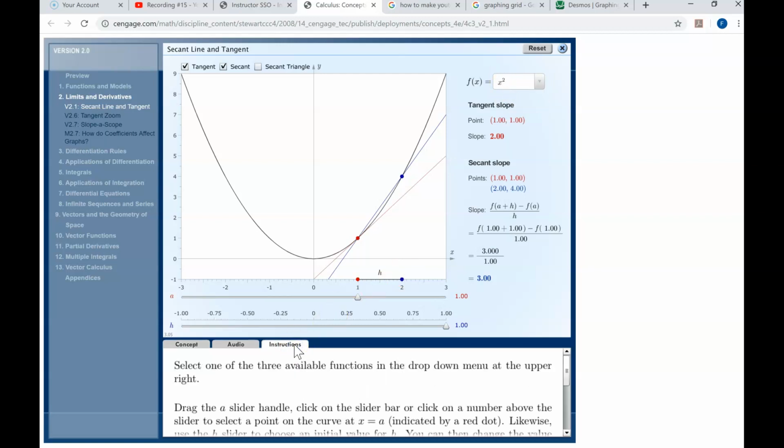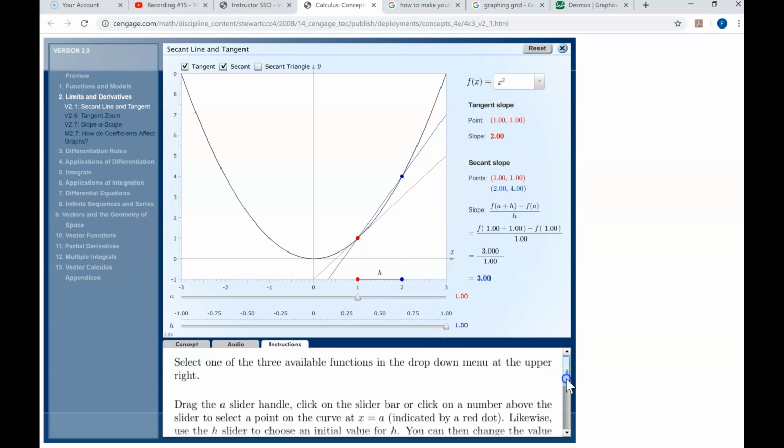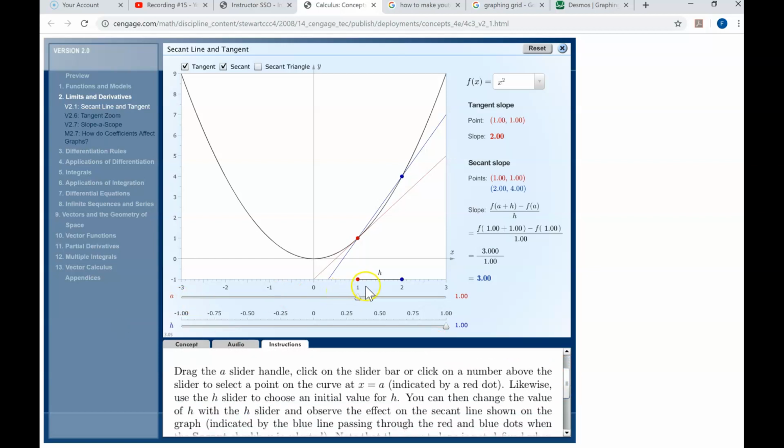Now, what we want to do is we selected the function which is x squared, okay? And then down here, this slider A is the number above the slider to select a point on the curve at x equals A, and it's indicated by that red dot. So that means that everything along the x-axis that we're selecting is in red. Now likewise, we're going to use the value of h with an h slider to observe the effect on the secant line shown in the graph.